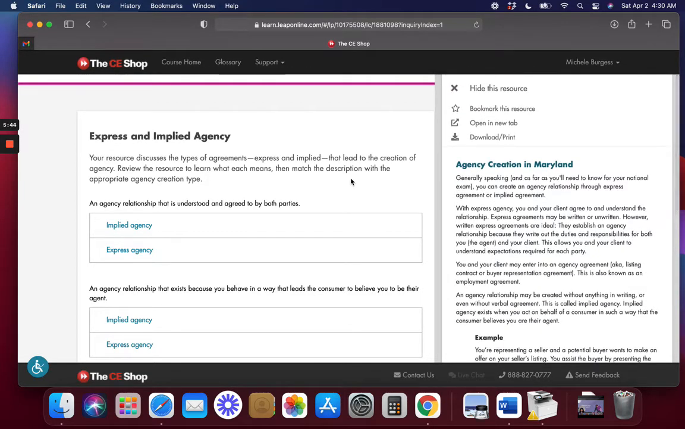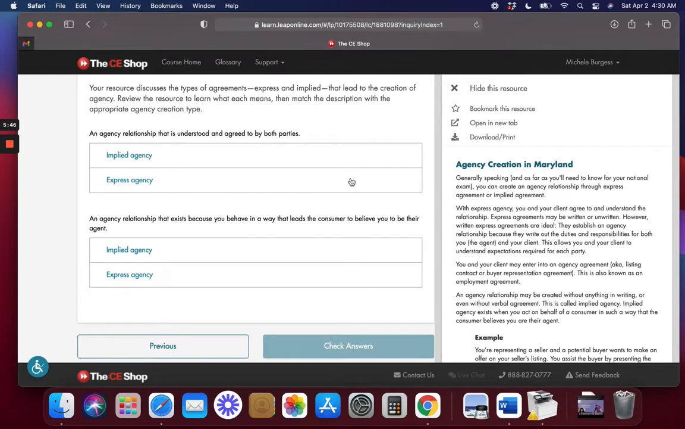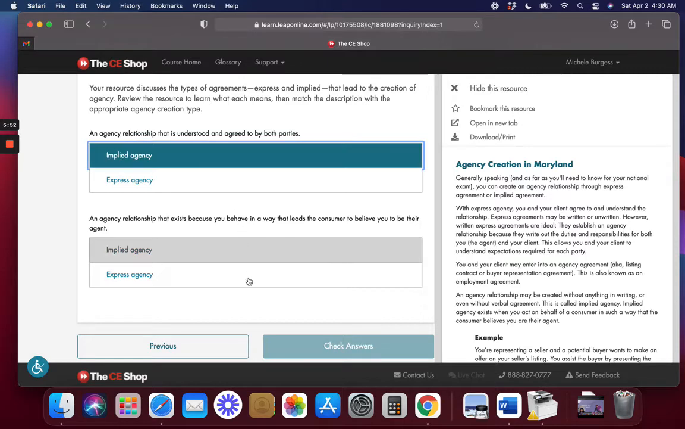All right, let's take our test here. An agency relationship that is understood and agreed by both parties. Is that implied?